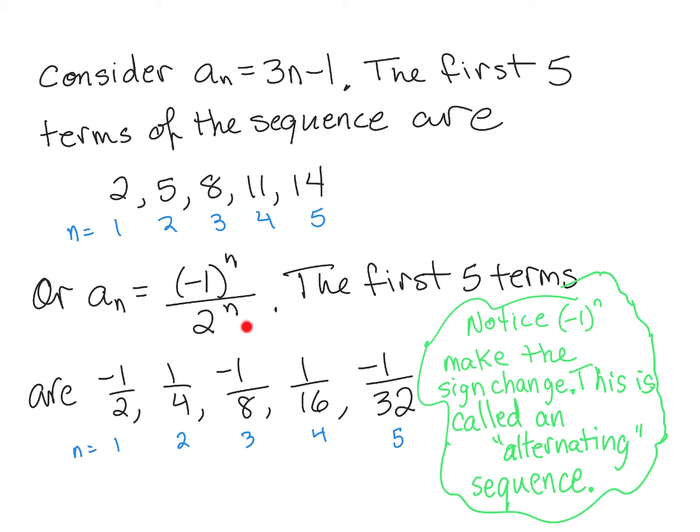Notice also that the top is always plus or minus 1. The bottom is getting multiplied by 2. Every time that counter goes up by 1, you multiply by another 2. This is called geometric.